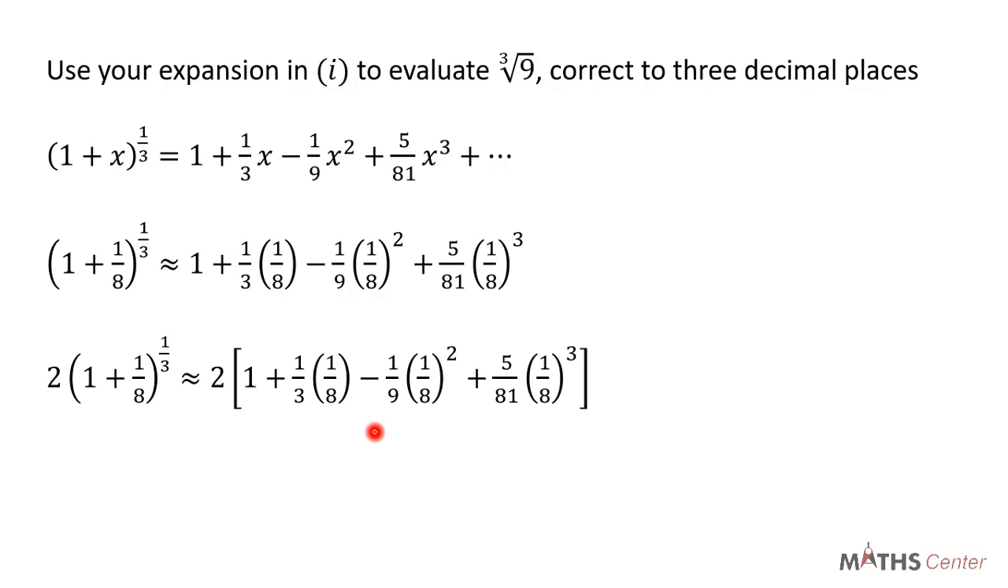When you evaluate this and correct the answer to 3 decimal places, you are going to have 2.080. So what this means is that if we use our expansion here to evaluate the cube root of 9 and correct our answer to 3 decimal places, we are going to have 2.080. Let's solve another question.